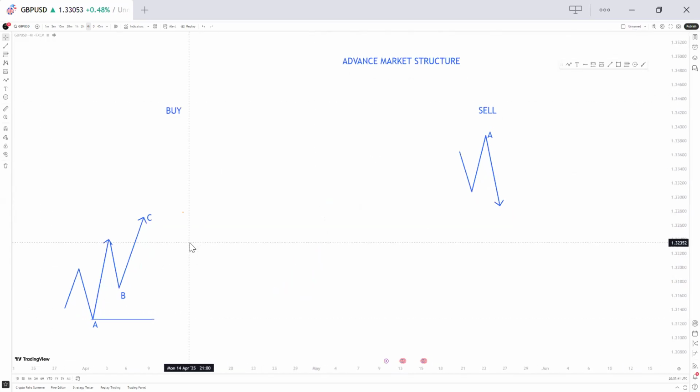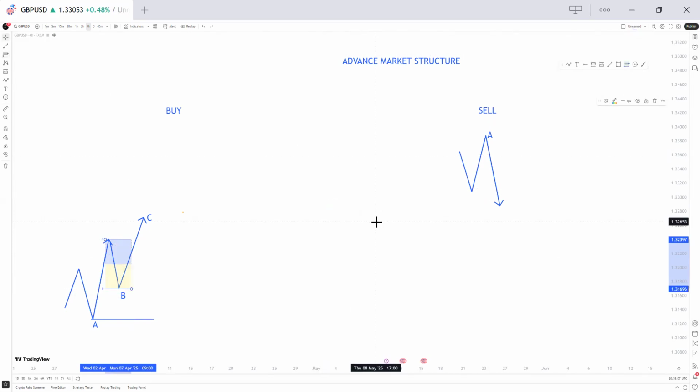So this is like an ABC pattern. The use of Fibonacci in this aspect is for you to measure your pullback. Understand? Your pullback must be 50% or above 50%. I'm just trying to show you something; you don't need to stress yourself very much.